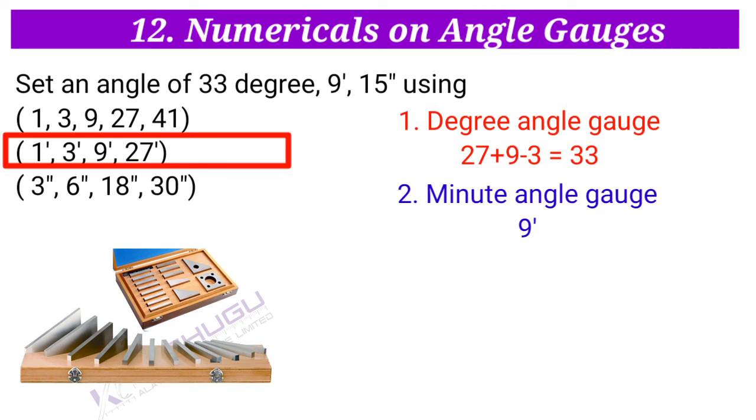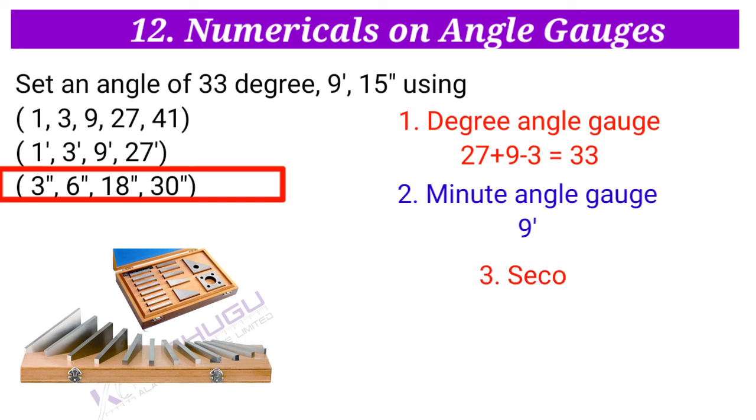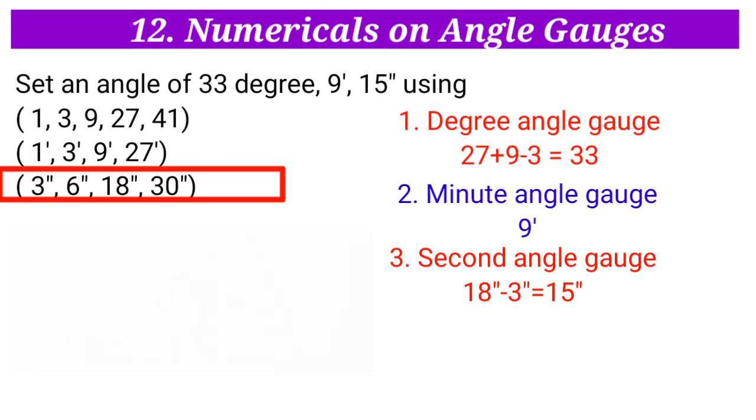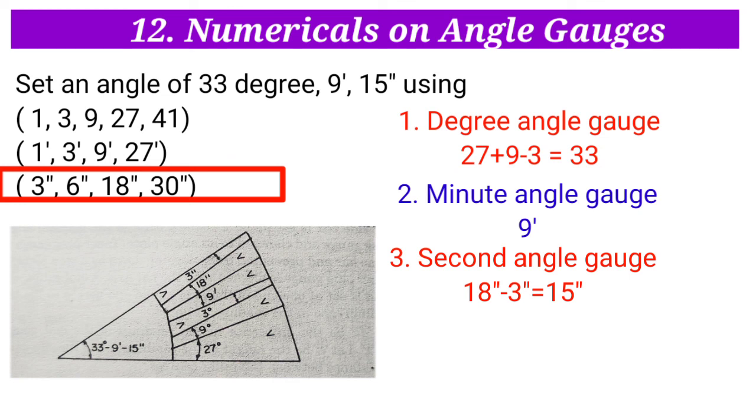Then last, to set an angle of 15 seconds, we have to select an angle gauge of 18 seconds and subtract 3 seconds, so that we will get an angle of 15 seconds. Thus 6 angle gauges are required to build up the given angular dimension, and we have to arrange all these angles in such a way that we will get the required angle.